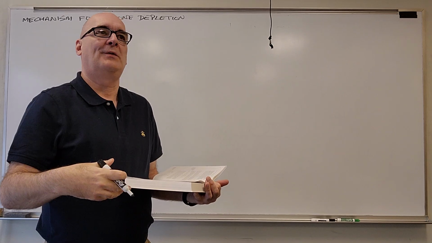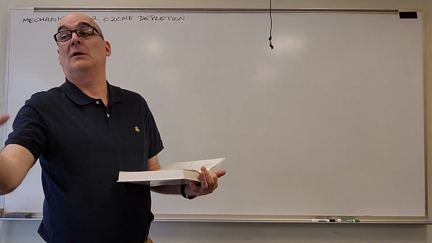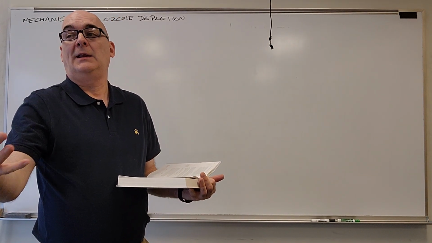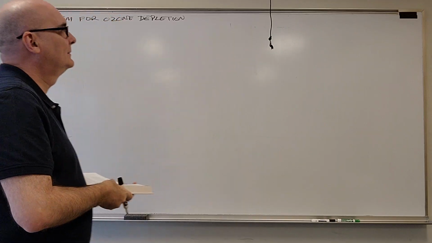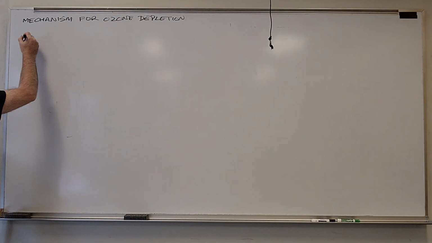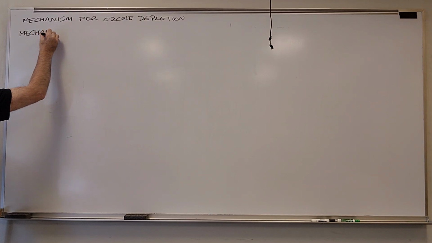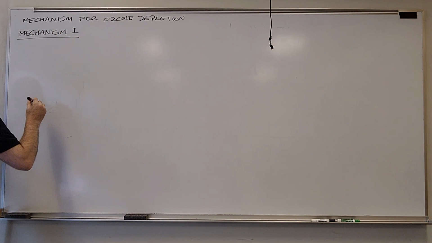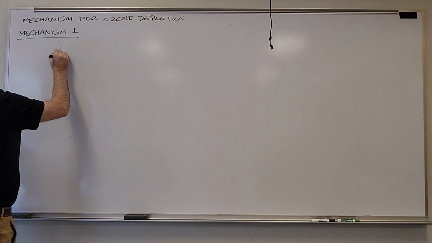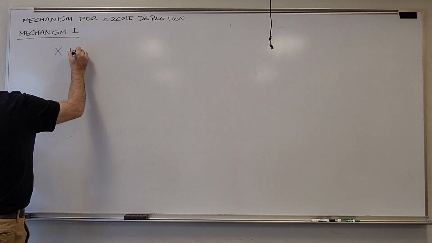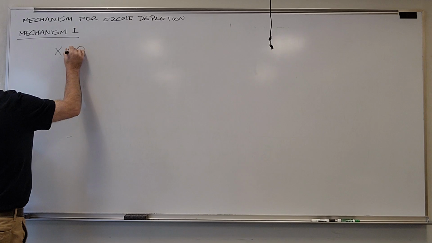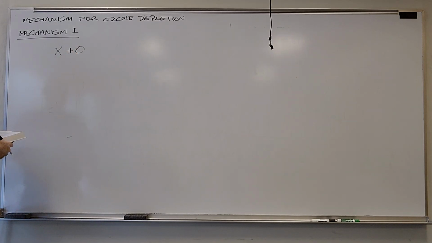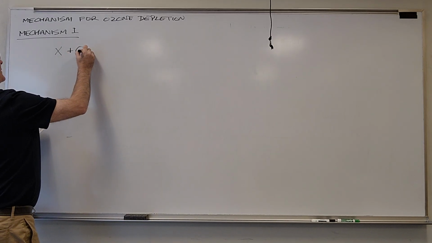Depletion is more of a big picture word of, hey, I've got lots of ozone, and then I'm going to deplete it and have less of it left over. All right, so we've seen this thing that we're going to go ahead and call mechanism 1. And it is some reactive species X. We talked about what X is likely to be, but there are exceptions.